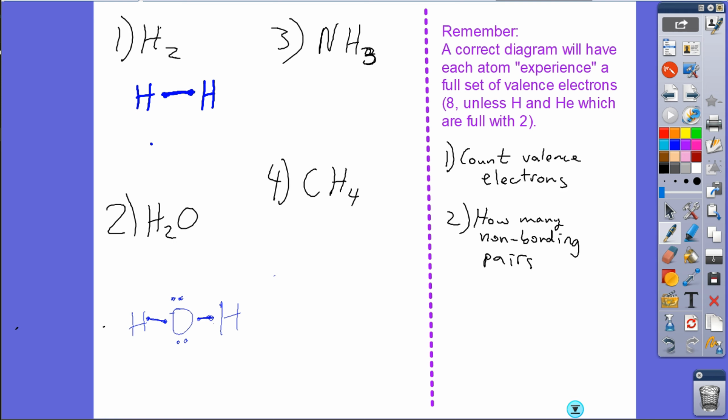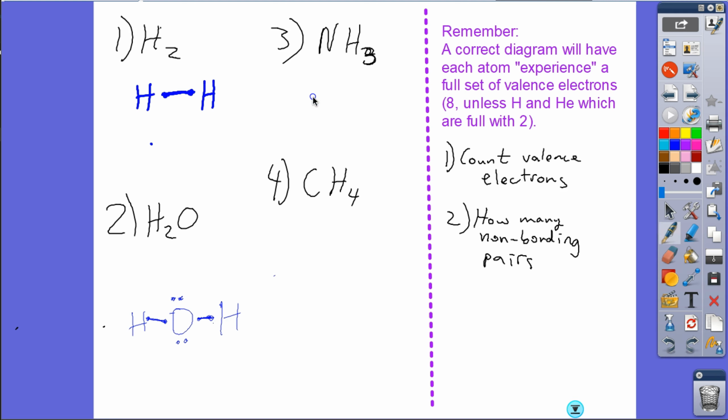The next step is to count. For each atom in this molecule, count the electrons it has to see if it's got a full valence. For oxygen, that's 8. It needs 8. So 1, 2, 3, 4, because bonds count as 2, 5, 6, 7, 8. So oxygen is good. Hydrogen, 1, 2, because bonds count as 2. The bond counts for both atoms that experience the bond. This hydrogen, 1, 2. So everything is good. This molecule's probably right, at least from the bond standpoint.